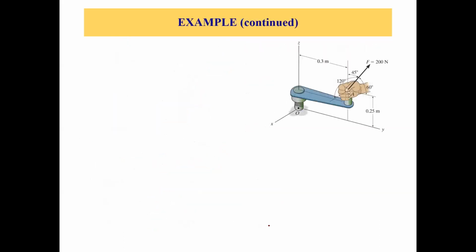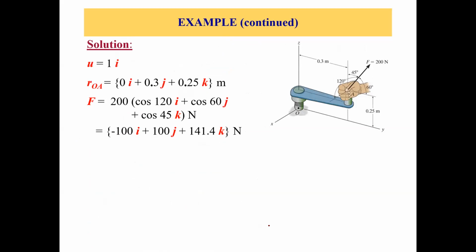Let's move forward. We already know what small u is. It is 1i, because we are taking this unit vector in the direction of the x-axis. If it's, let's say, u sub y along the y-axis, then it will be 1j. If it is u sub z in the direction of the z-axis, then it will be 1k. So just remember this.